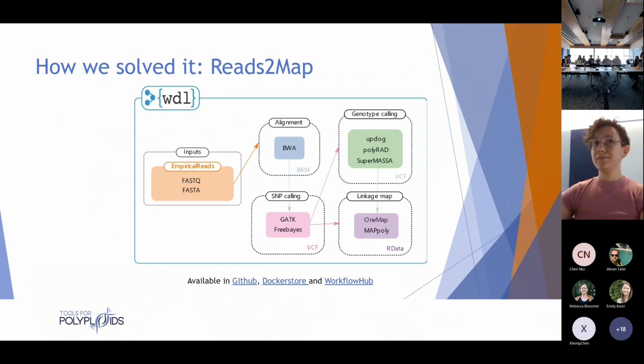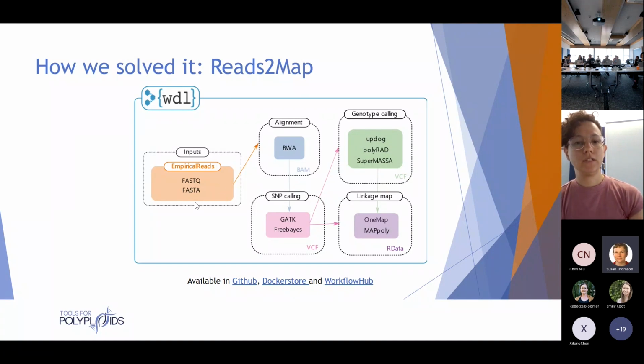So this is Reads2Map. This is what Reads2Map does. You have your sequence data, and then this goes to the alignment with BWA. We do the SNP calling with GATK and Freebayes, do the genotype calling with Updog, PolyRAD, and Supermassa, and do the linkage map with OneMap or MAPpoly.